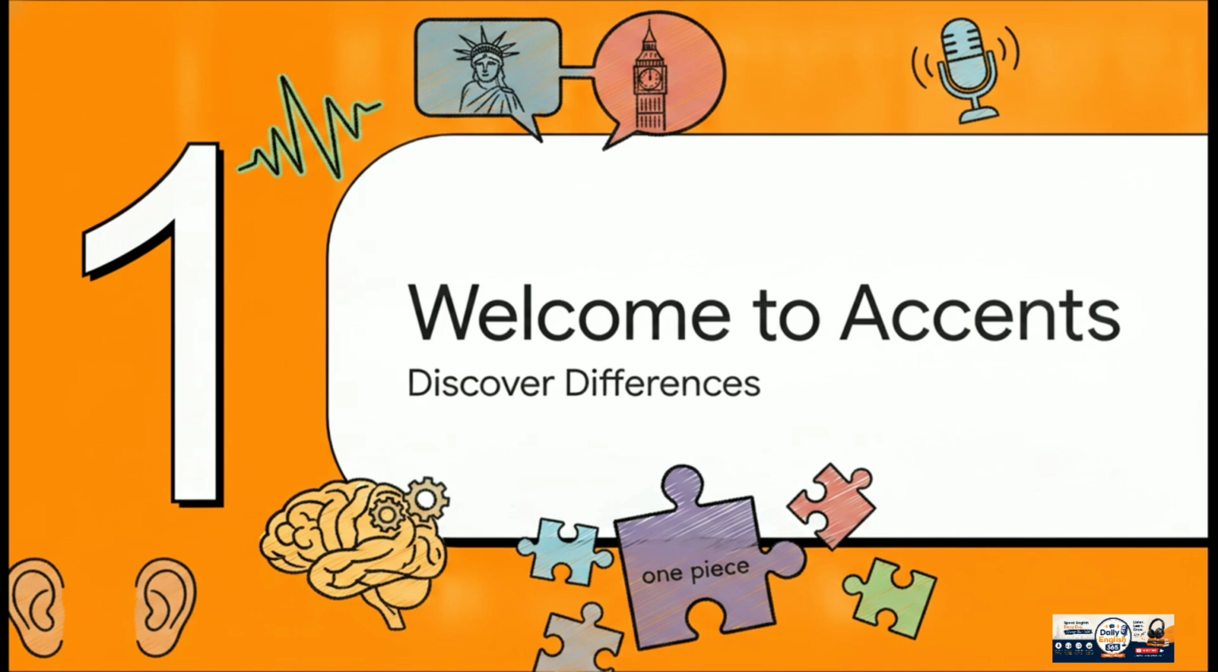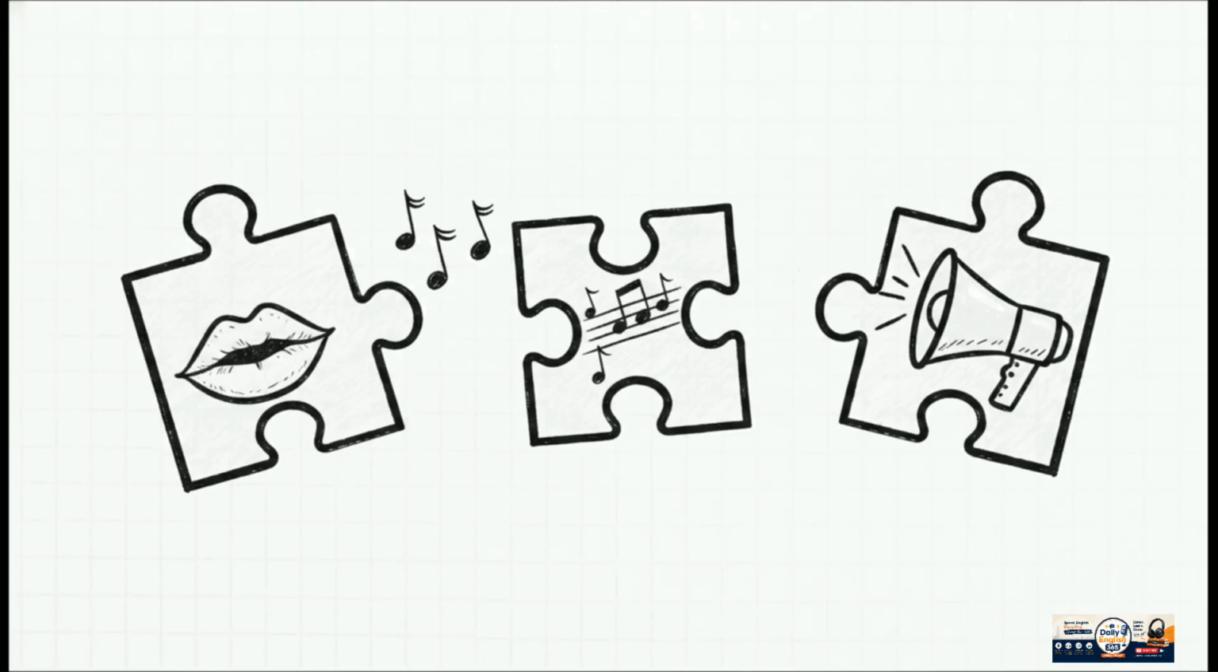Welcome to English Accents, Discovering the Differences. Today we're looking very closely at how American English and British English sound different. It's really important to remember that just pronouncing a word is only one piece of the puzzle. In fact, accents are made of three main pieces. We have vowel sounds, the melody of speech, and a very important concept called stress. We're going to look at all of these together, making it super easy for you to understand.